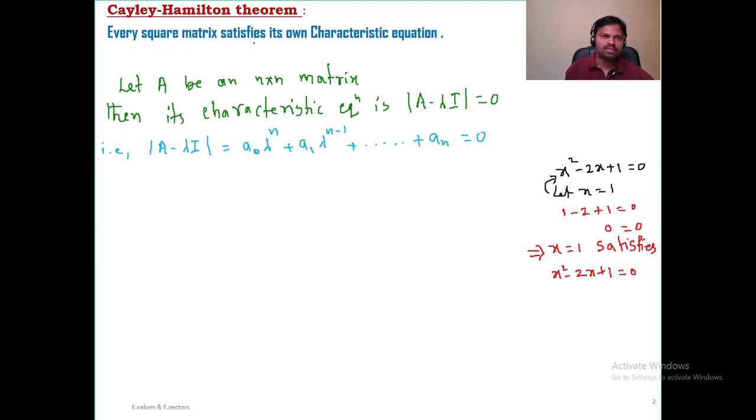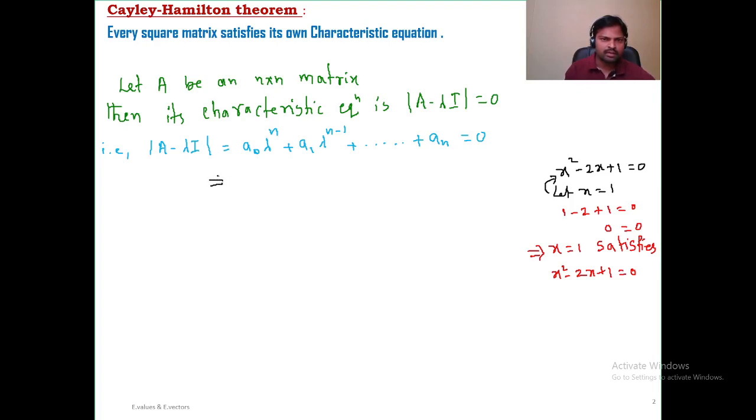Same thing, look at the statement here. Every square matrix satisfies its own characteristic equation. The matrix A satisfies this characteristic equation means that instead of lambda, you substitute the matrix A, and that should be equivalent to 0. Just as x equal 1 satisfies this equation means substituting 1 instead of x, you should get LHS equal to RHS. Same story here.